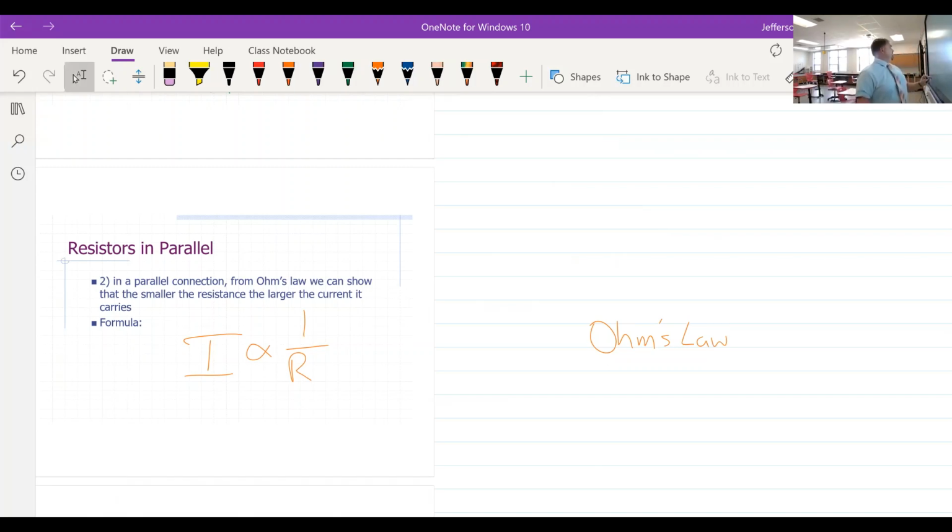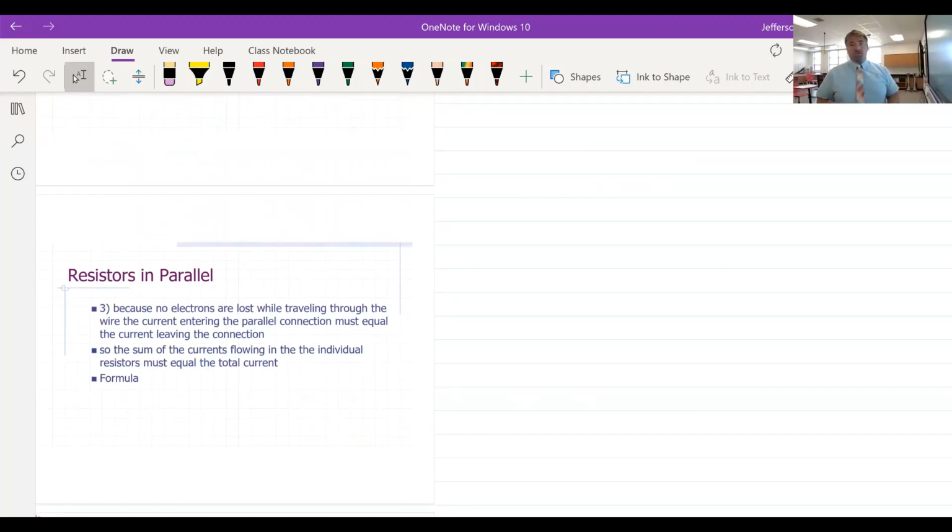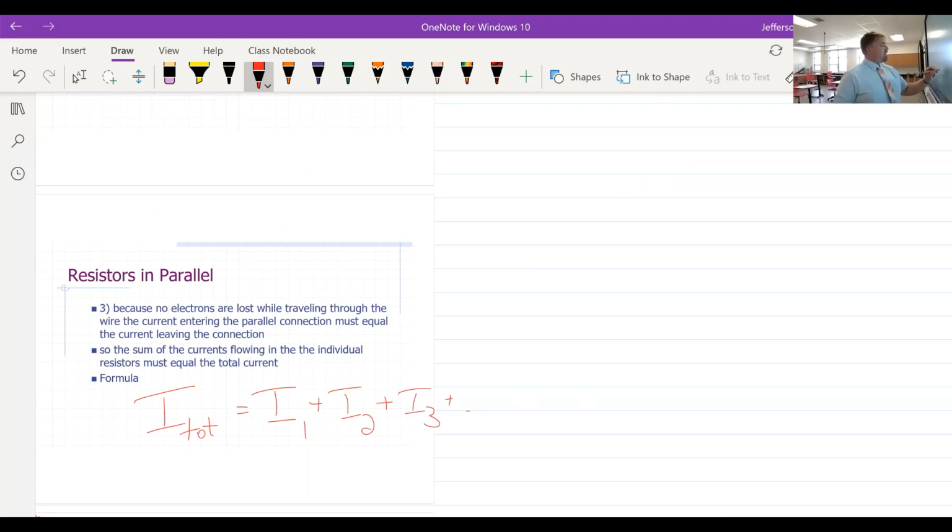Okay? The third one is based off the law of conservation of charge and the fact that we talked about that junction, how that junction's there. Whatever current you have coming in, I total, actually this should be in red, I apologize for that. But our I total must equal I1 plus I2 plus I3 plus ... Okay? And this is based off of the law of conservation of charge.